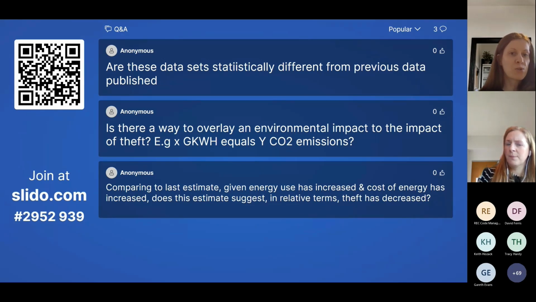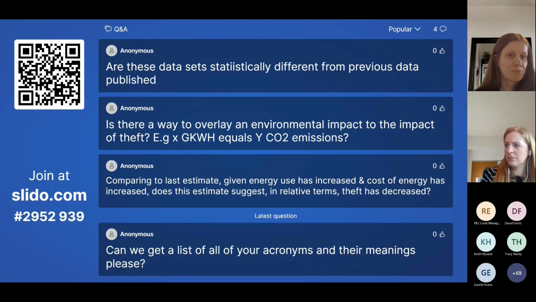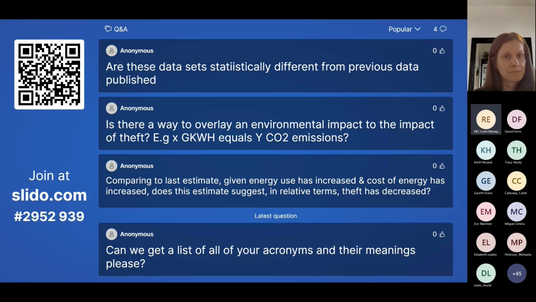So I'm not entirely sure what that question's referring to, but we can pop it at the bottom, and if the raising individual is able to confirm. Yeah, so if the person who raised that question, please feel free to unmute yourself to provide clarification on that. But I think if we move on to the next question for now: is there a way to overlay an environmental impact to the impact of theft? For example, gigawatt hours equals Y CO2 emissions.